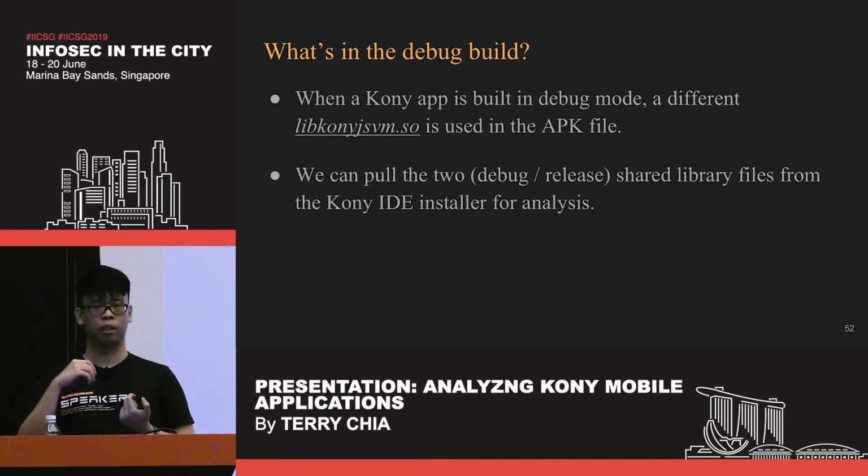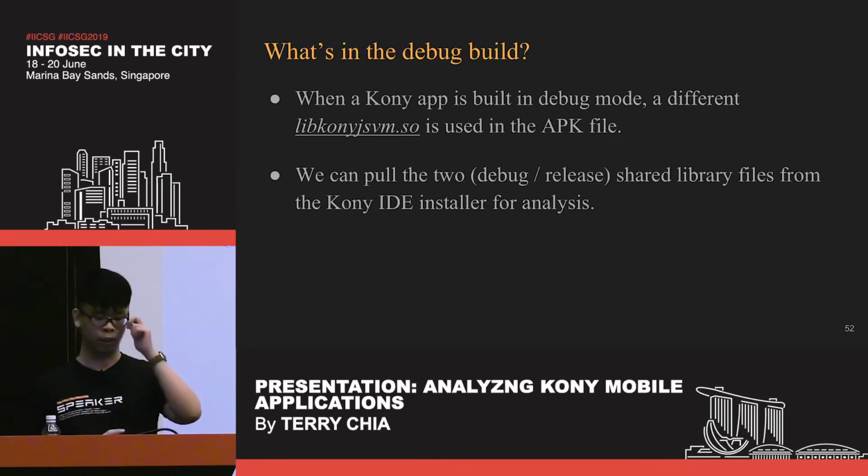So after looking at the build process of Kony further, what I found was that when a Kony application is built in debug mode, everything else in the application is the same, except that a different shared library is packaged in. And if we pull out the two different shared libraries from the installer, we can do analysis to see what is the difference between the two.